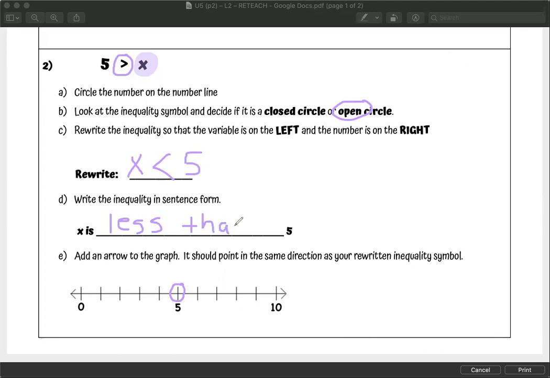And then last step, add an arrow to the graph. It should point in the same direction as your rewritten inequality. So this kind of looks like an arrow. If I made this into an arrow, pointing to the left, which tells me I'm going to shade to the left. The values here are less than 5. 0 is less than 5, 1 is less than 5, 2 is less than 5, and so on.